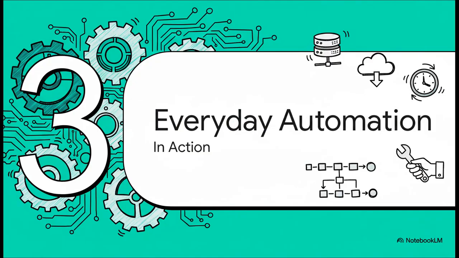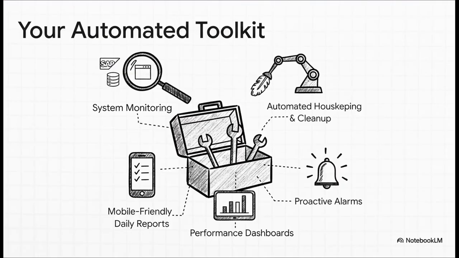So that covers the who behind it, but let's dig into the what. How does this actually help you on a normal Tuesday? This is where we get to see everyday automation in action. GNDLF basically comes with a whole automated toolkit right out of the box. You're getting comprehensive system monitoring that looks at everything: SAP, your database, the OS. It handles all that automated housekeeping and cleanup we were just talking about. Plus, you get these really clear performance dashboards, mobile-friendly daily reports, and alarms that actually get ahead of the problem.